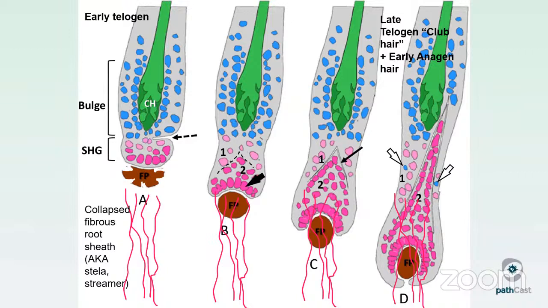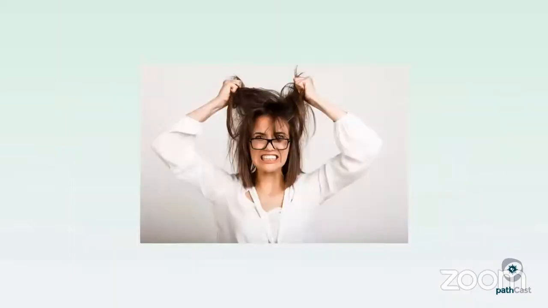The new anagen hair then travels down that fibrous root sheath, stela, stream, or whatever you want to call it. It's serving as an elevator for that new hair to make its way down into the dermis.